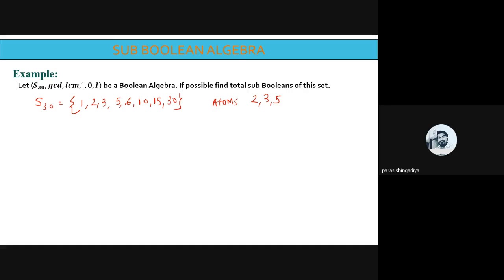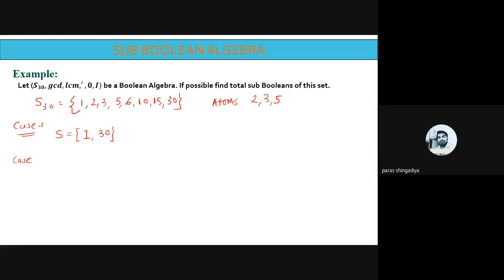Now we'll identify the total sub-Boolean algebras. So first in case 1, the sub-Boolean algebra for 2 elements. That is S equal to the 0 element and the I element. So the 0 element is here 1 and the I element is here 30. So there is 1 set which contains the 2 elements, which is a sub-Boolean algebra of S30.